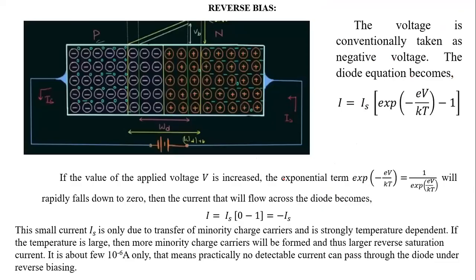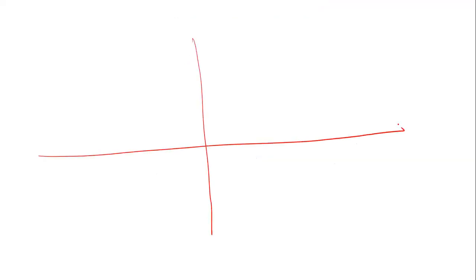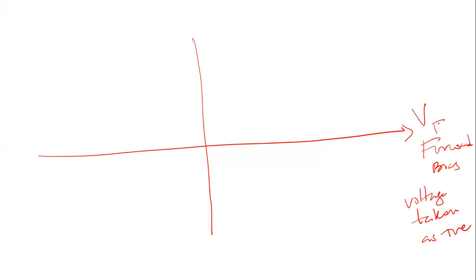Now we talk about the forward bias. So let me draw it like this. This side we call forward bias. In forward bias, the voltage is conventionally taken as positive. Forward biasing voltage is taken as positive voltage. We call it VF, let's say. And this is the current.